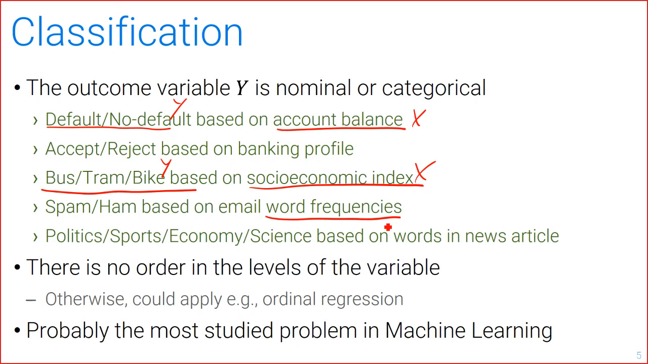So the important thing here is that there is no order in the levels of the response. It's not that politics comes before sports, before economy. The order here is completely arbitrary. There is no sense of order in the levels of the categorical variable. And this is probably the most studied problem in machine learning. If you ask anyone about machine learning, probably 99% of the times they're going to tell you about classification problems.